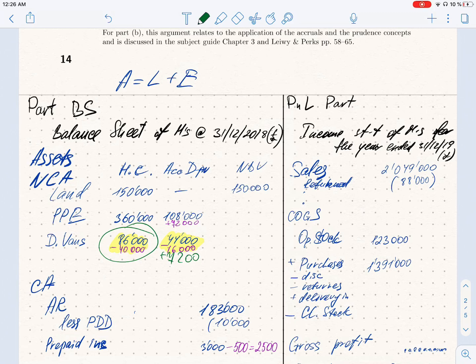Okay, so let's leave it like that. So the total amount of delivery vans, the historical cost, would be 46,000. The total amount of depreciation here would be 35,200, and the net book value of delivery vans would be 10,800.